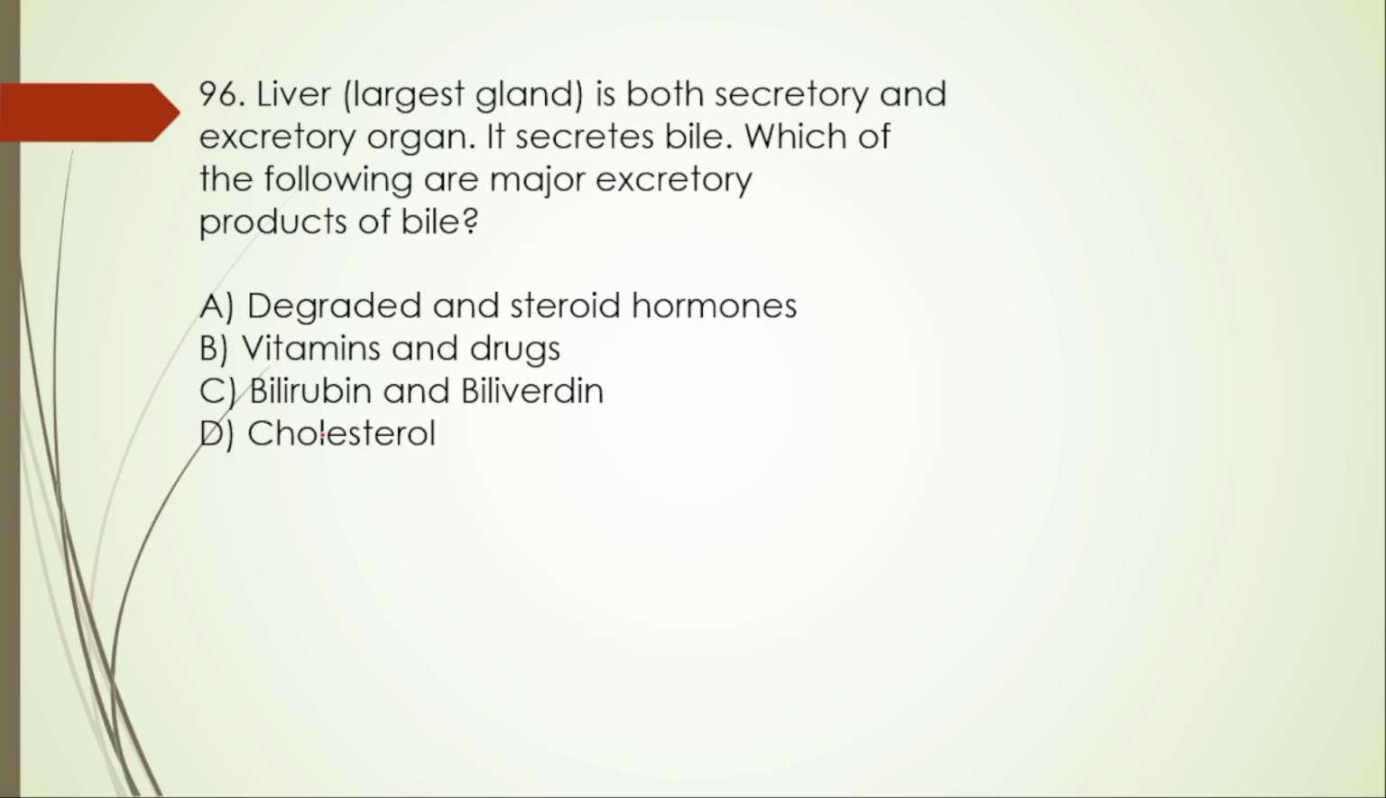96th one. Liver, that is the largest gland, is both secretory and excretory organ. It secretes bile. Which of the following are major excretory products of bile? A. Degraded steroid hormones. B. Vitamins and then drugs. C. Bilirubin and biliverdin, cholesterol. So here the right option is option C.